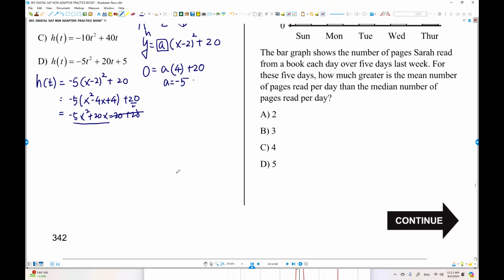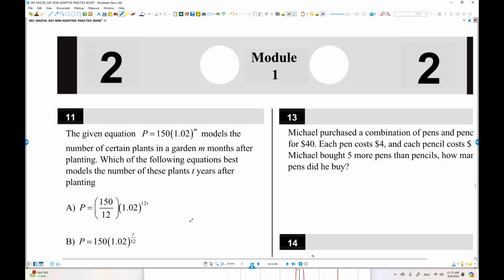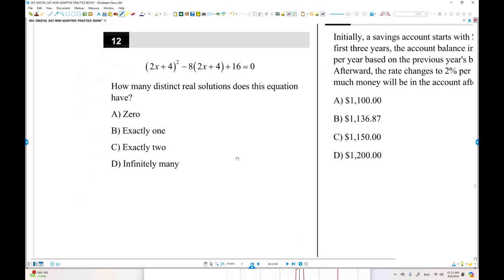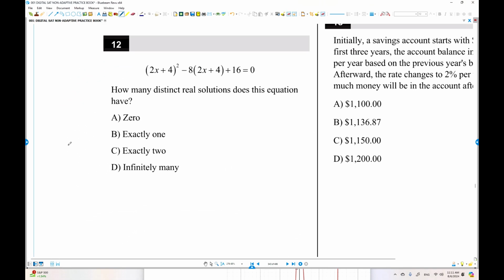Okay, I'm going to skip number 10, okay? That is not hard. Here we go, number 12. How many distinct real solutions does this equation have?